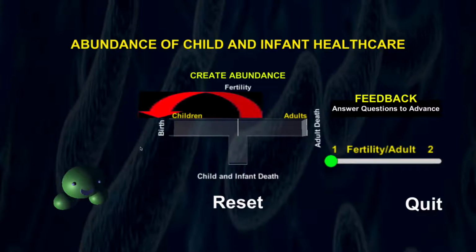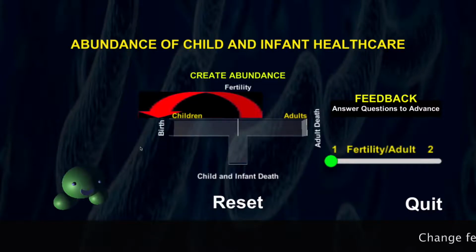Well, let's look and see what happens if we change the fertility rate. Fertility rate is the number of children per adult. More often, this number is described as the number of children per woman, but in this exercise, we'll say a fertility of one means that each person is replacing himself or herself.